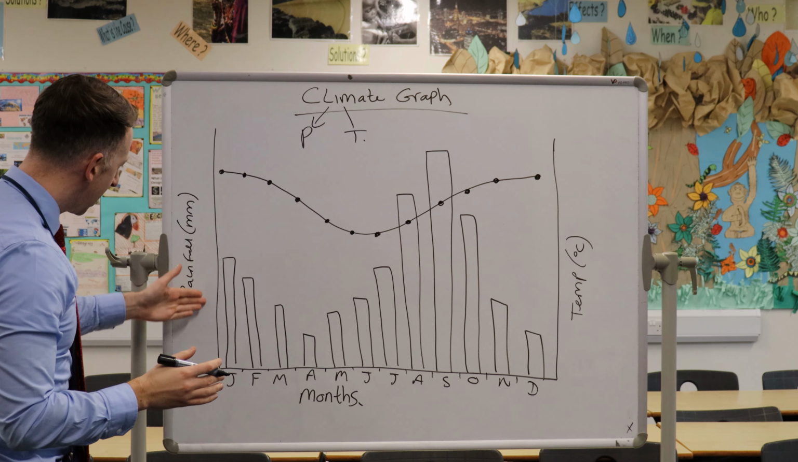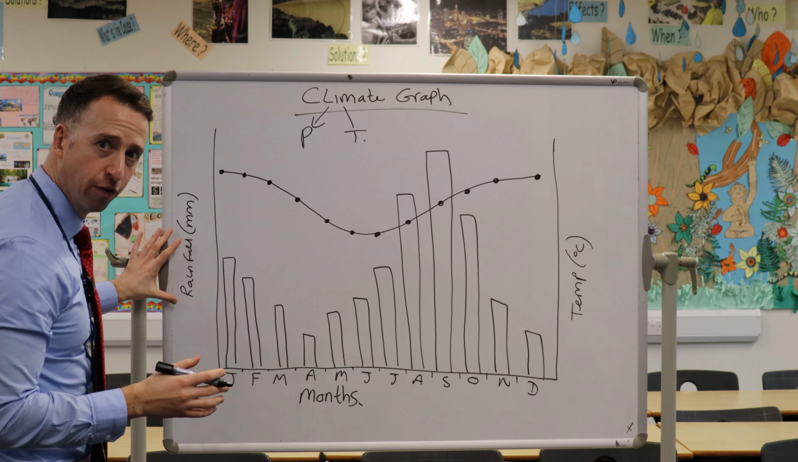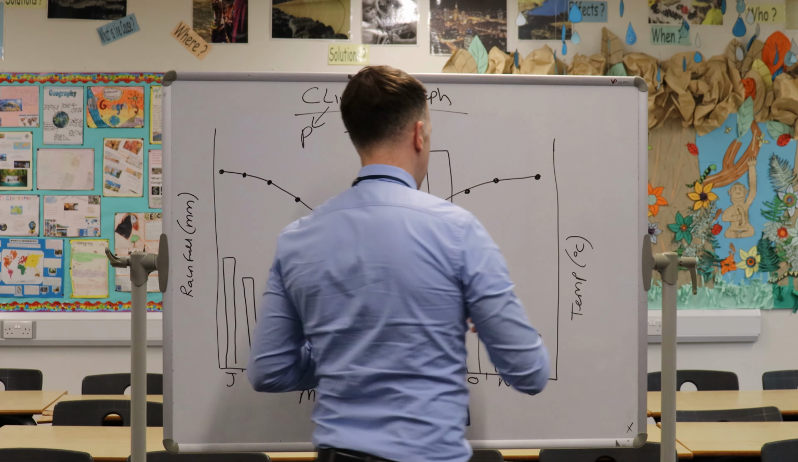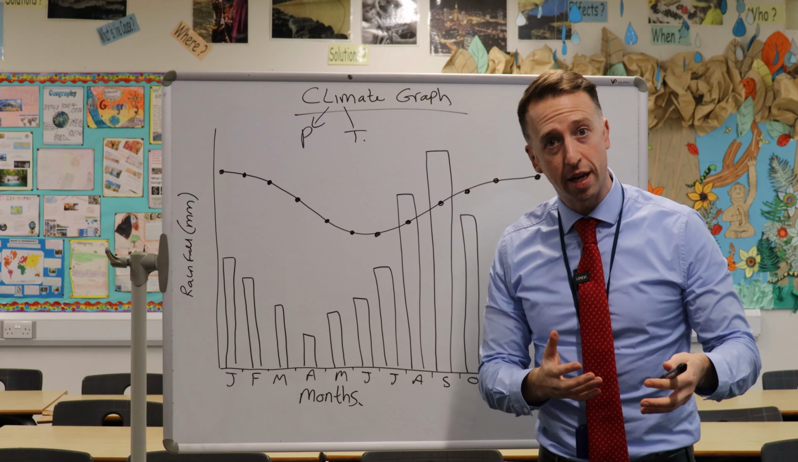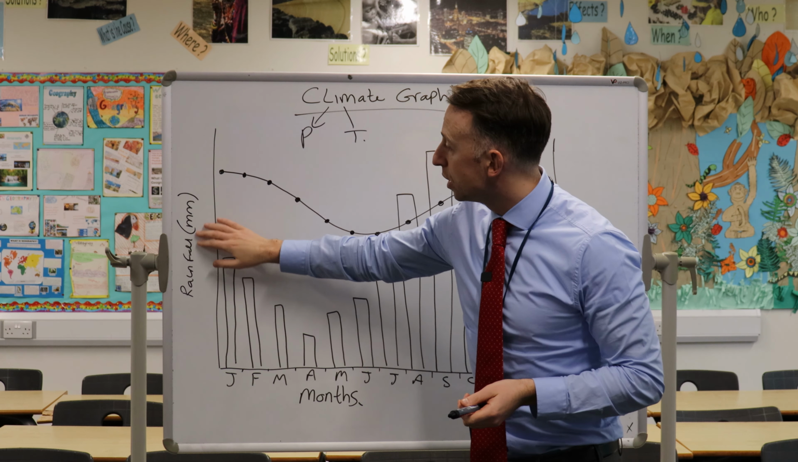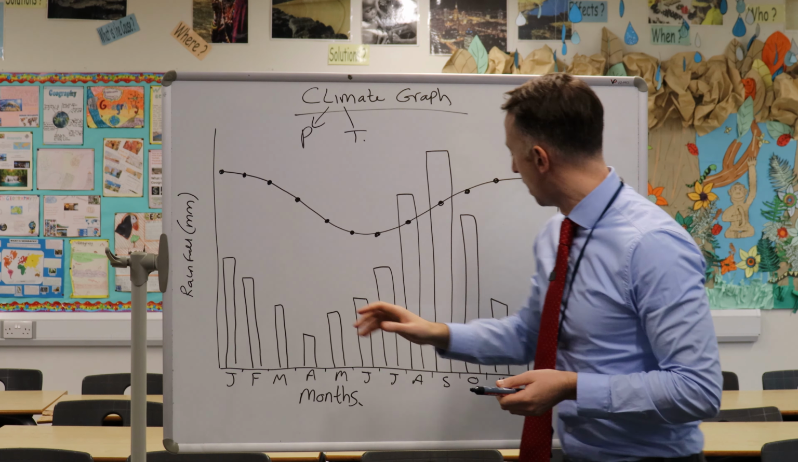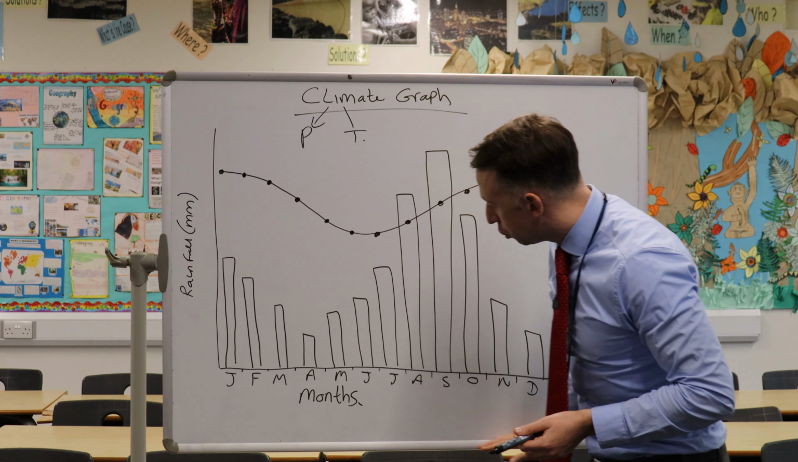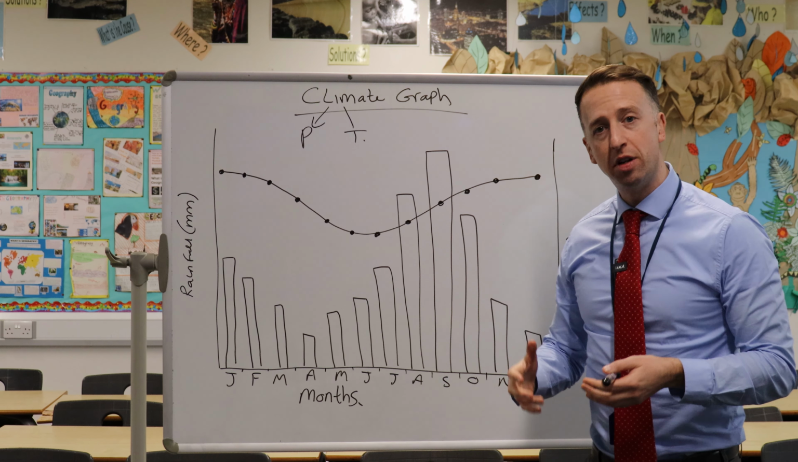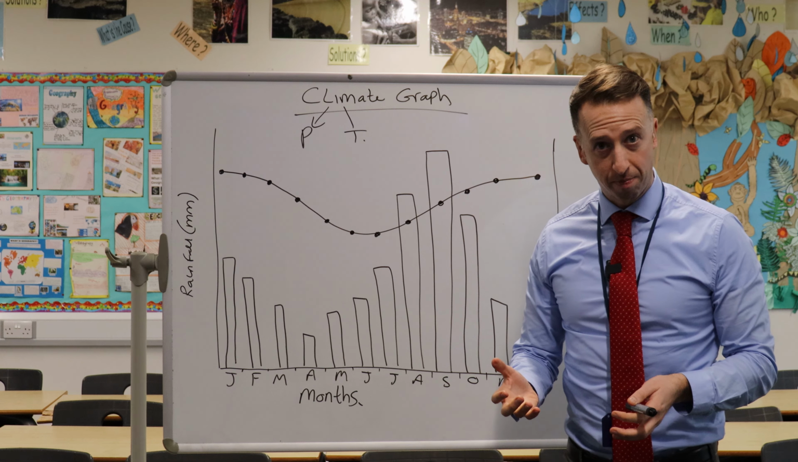So this axis here is showing rainfall, precipitation, and the axis over here is showing temperature, how hot or cold it is. Obviously, rainfall is measured in millimetres and temperature is in degrees Celsius. And then across the bottom, we have the different months of the year.